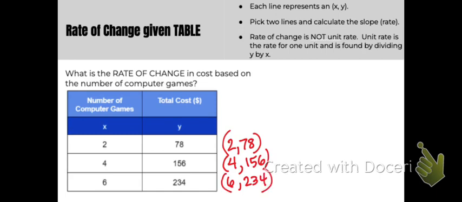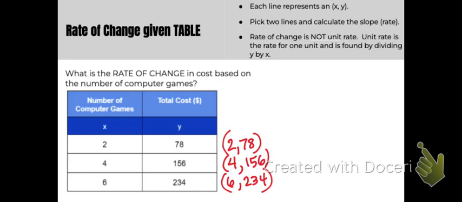In order to calculate the rate of change, remember rate of change is slope, what we want to do is pick two lines and calculate that slope. So this is assuming that this is a linear relationship. So the slope is going to be the same, the rate of change is going to be the same, whichever 2 points we pick. So let's just calculate it using the first 2 points.